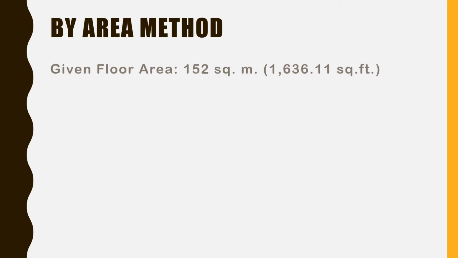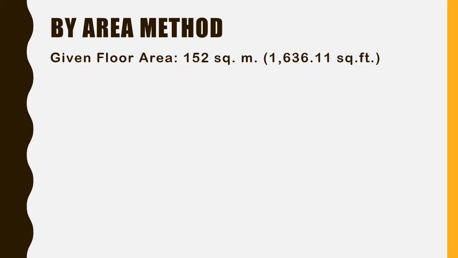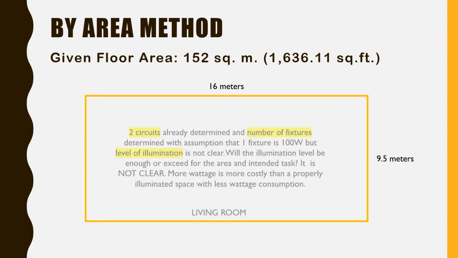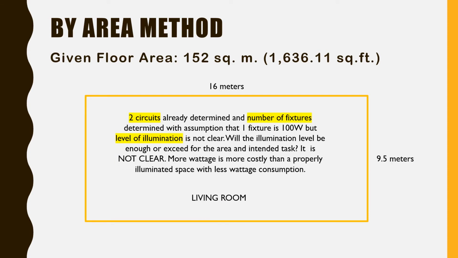So continuing, given floor area 152 square meters, 1606.11 square feet. Now let us plot the room where we will put our lighting. So this is 16 meters by 9.5 meters, and two circuits already determined.